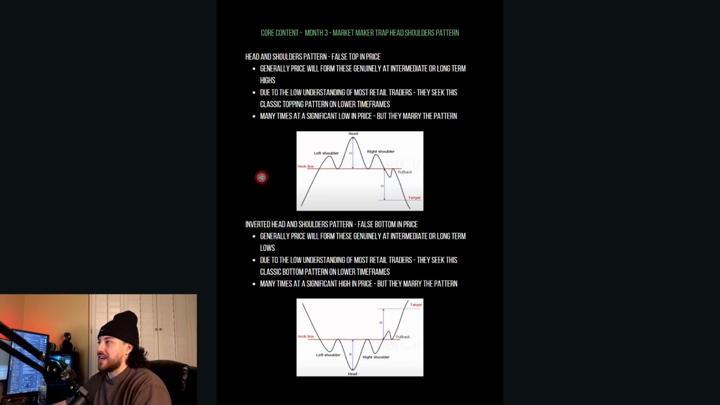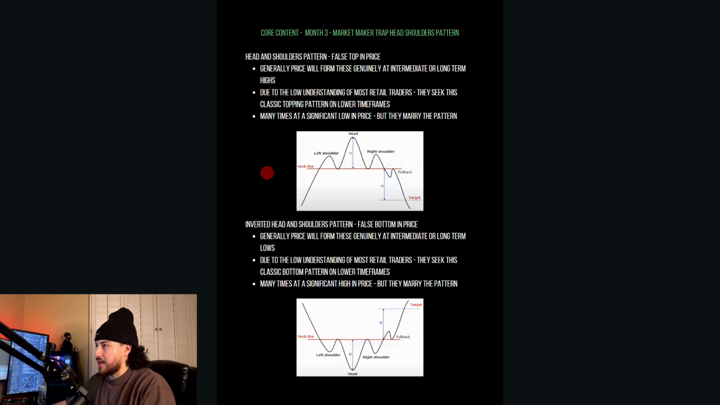Month 3, market maker trap head and shoulders pattern. Head and shoulders pattern, false top in price. Generally, price will form these genuinely at intermediate or long term highs. Due to the low understanding of most retail traders, they seek this classic topping pattern on lower time frames, many times at a significant low in price, but they marry the pattern.